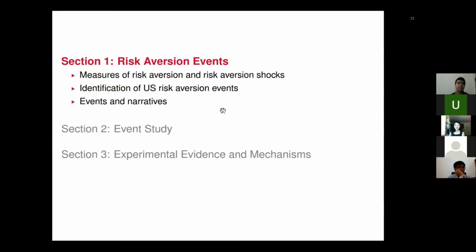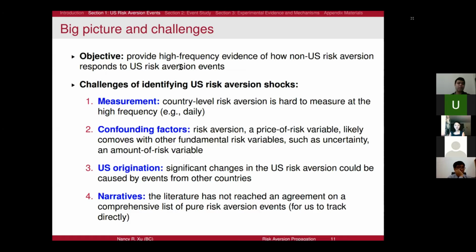Okay. So a big picture and challenges of identifying high frequency risk aversion around the world. There are 4 different challenges that we have talked about. One of them, again, so why this is challenging to identify this risk aversion propagation question we're after. Measurement of risk aversion, right, hard. There should be confounding factors. Besides risk aversion, uncertainty is another very important risk premium component, right? How to identify the origination of the shock has to be coming from the US. And the other one is the narratives, right? We eventually want to make sense of the events we select.